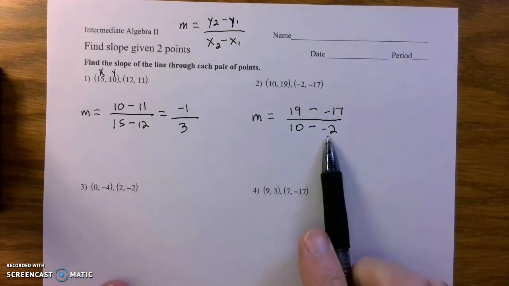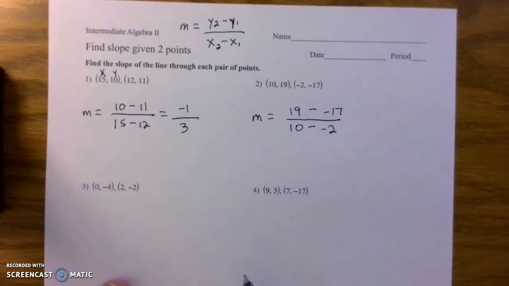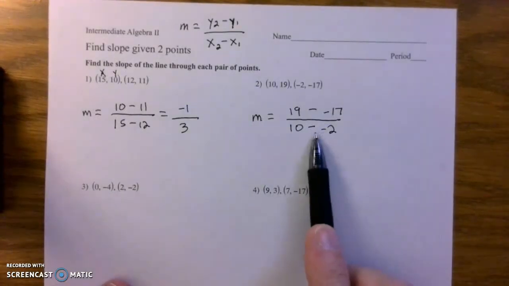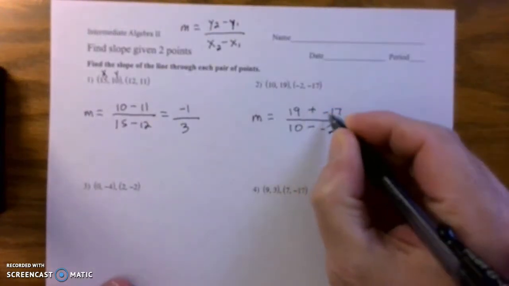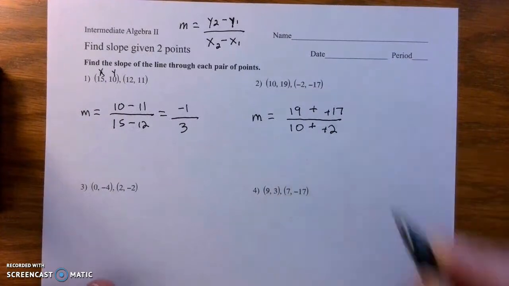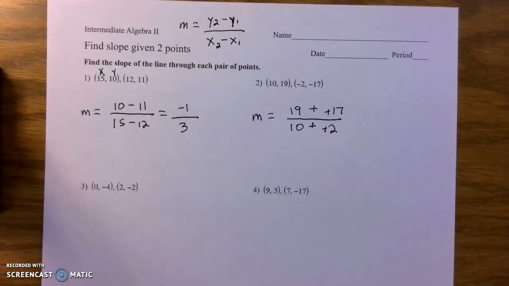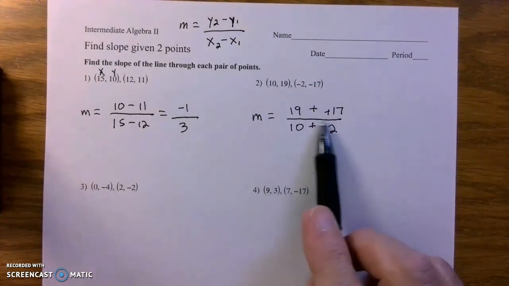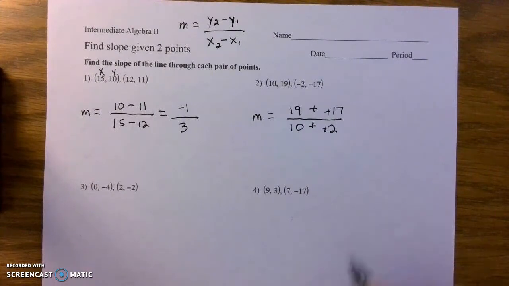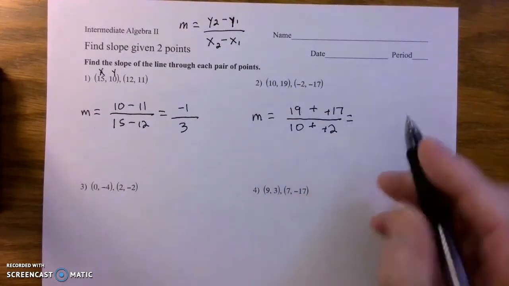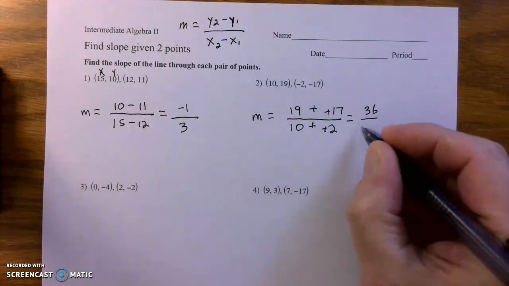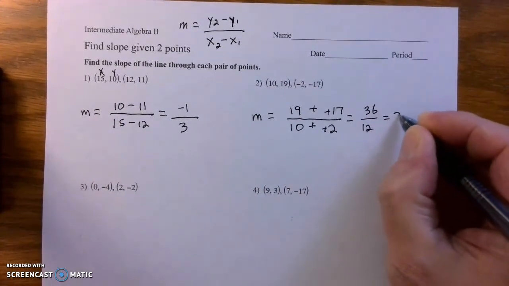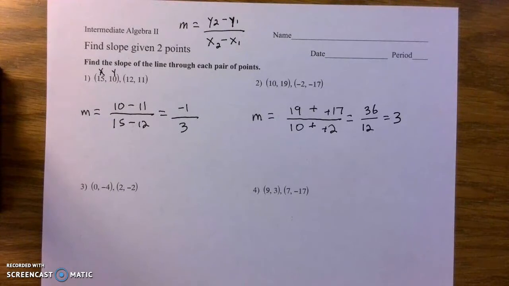All right, again, this is -2, -17. Whenever you see the negative and the negative, you can switch them both to positive. A negative of a negative becomes a positive. What is this, 36? That's 12. Our answer is 3.